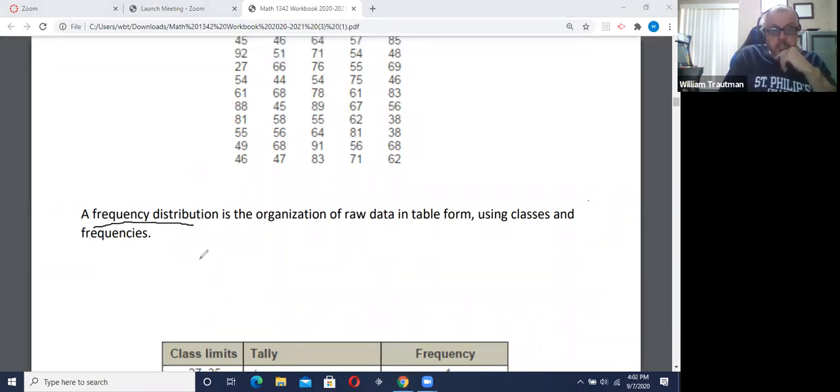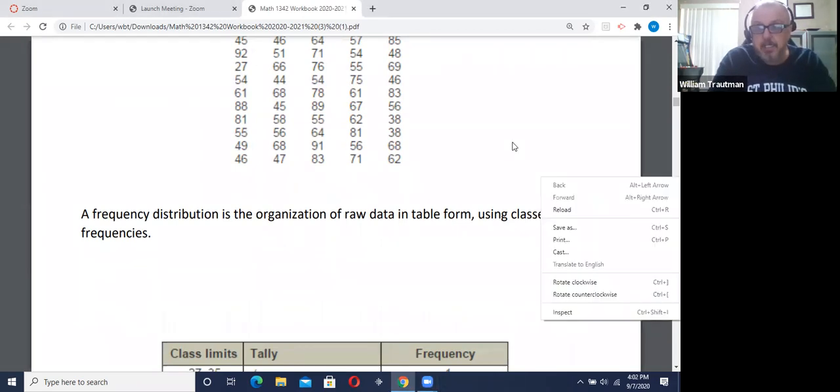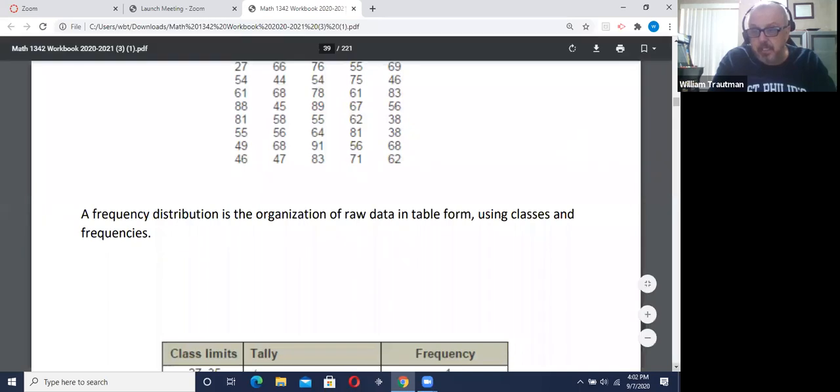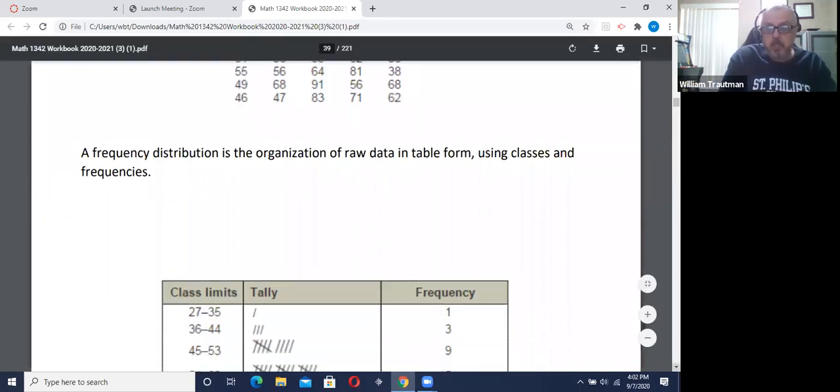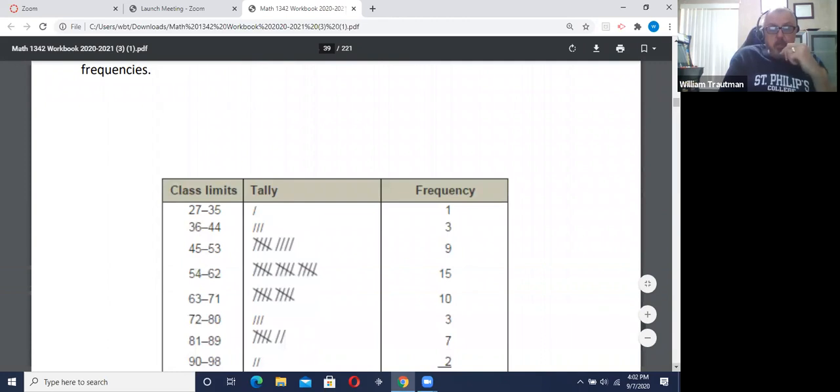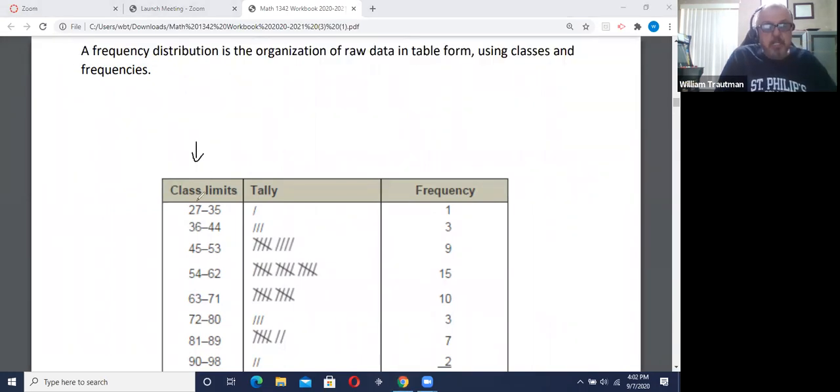Frequency distribution table, and this is the start of a table. What we do with all this data up above is put it in different limits, in little different categories. So we have something first called class limits, and we're going to figure out how to create this in a little bit. But right now we have class limits.